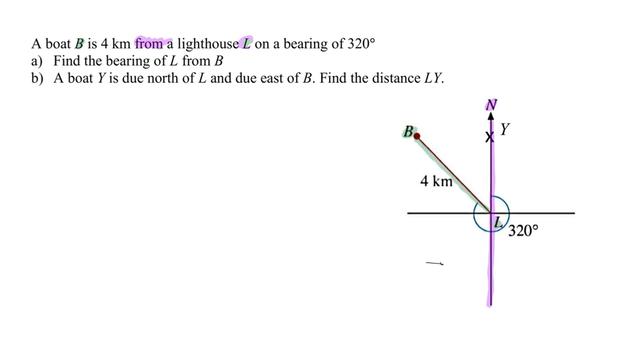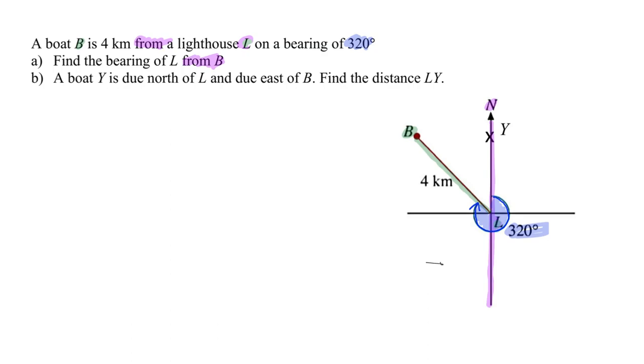So if I were to draw a bearing, I will have to start from the north arrow and end off at this ending line. That's why the bearing of B from L is 320 degrees here. So now, part A, find the bearing of L from B.